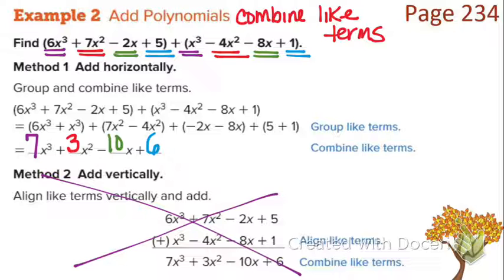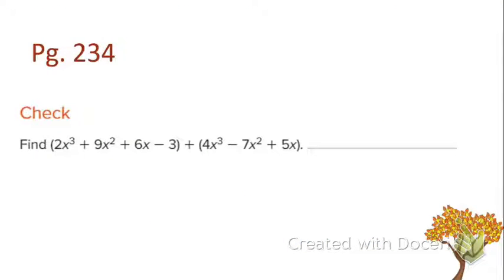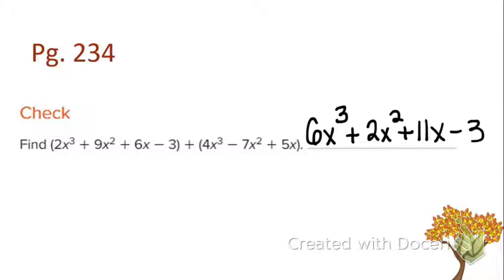All right, now it's your turn. See if you can do it by yourself. Right underneath, you have a check. Go ahead and do that one. Add that together, get your answer. All right, anybody want to volunteer your answer? Deshaun, what did you get? I got 6x cubed plus 2x squared plus 11x subtract 3. Okay, did I write that right? Is that what you said? All right, who agrees with Deshaun's answer? All right, good. Let's talk about it.